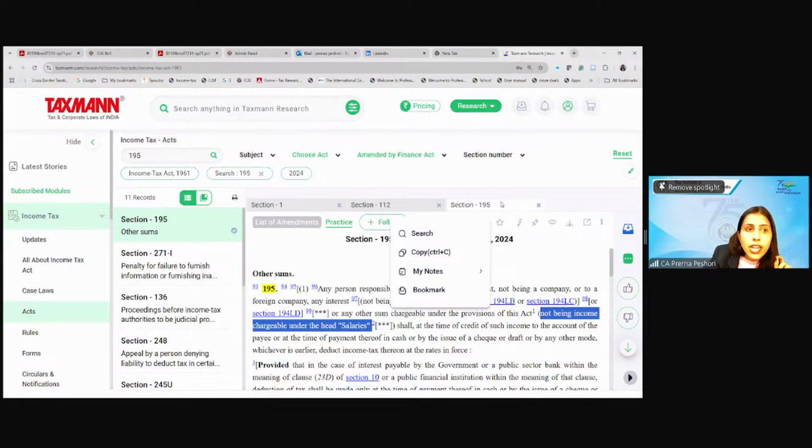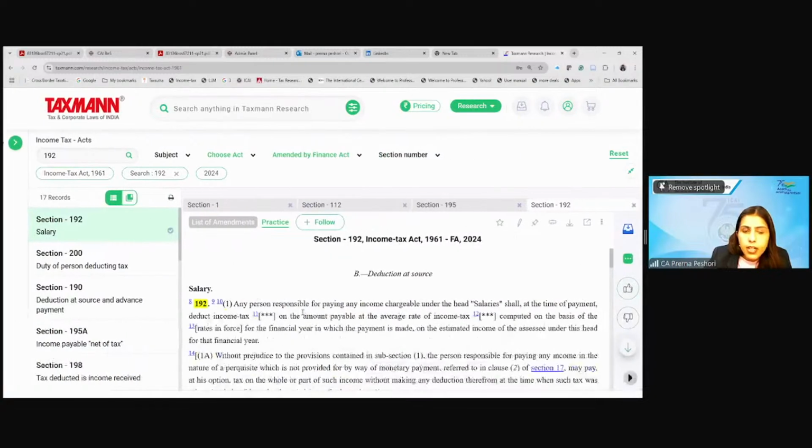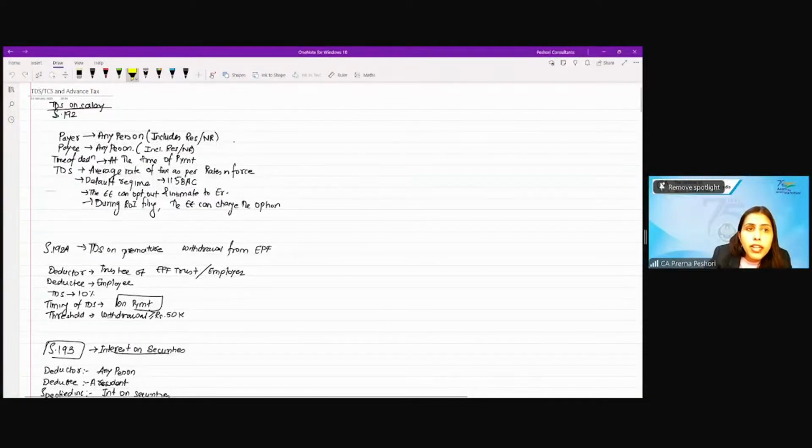So which section will apply? Section 192. If you go to 192, any person responsible for paying any income chargeable under the head salaries, to a resident or a non-resident. So one non-resident paying to another non-resident, the payer can be any person and the payee can be any person. In case of salaries paid to a non-resident, 192 will get triggered and not 195.